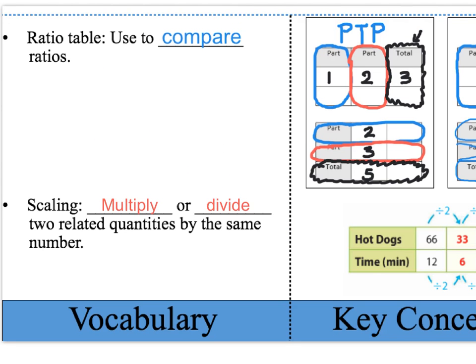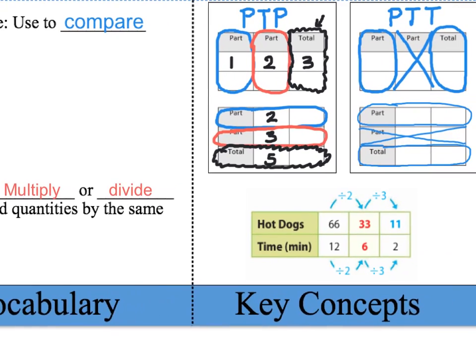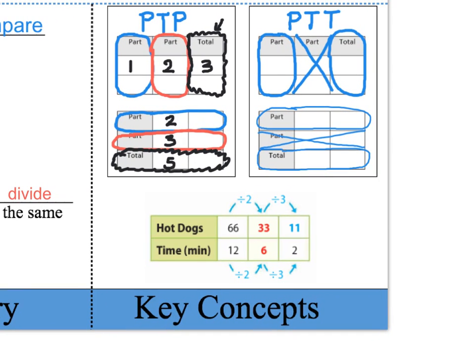The second vocabulary word is called scaling, and scaling means to multiply or divide 2 related quantities by the same number. So for example, if you take a look at our key concepts, we've got a little ratio table drafted for us, and it's in row form. We've got hot dogs on the top, time on the bottom, and then they're giving me 66 hot dogs to start with. So they're saying that I could eat 66 hot dogs in 12 minutes. So if I wanted to scale backwards, I would divide.